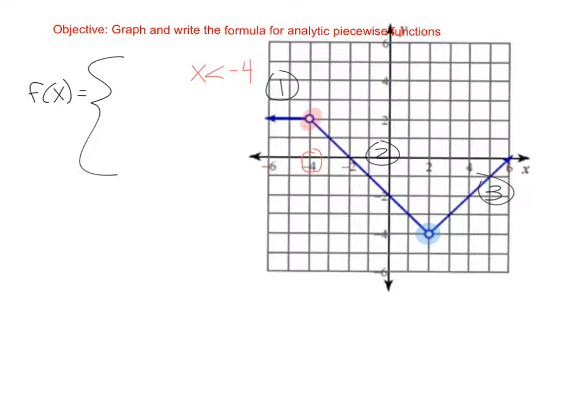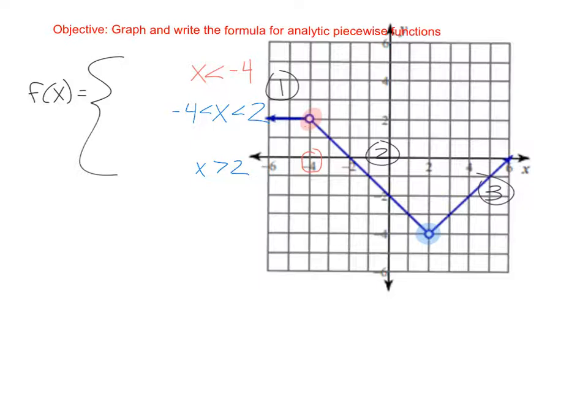So for the next piece, I'm going to go -4 to 2. -4 less than x less than 2. And then lastly, again, it's an open circle. I don't know who made this up, but there's no equal to, it's not filled in, so x is greater than 2. So I always start with those, because I feel like those are the most important part for the inequalities.